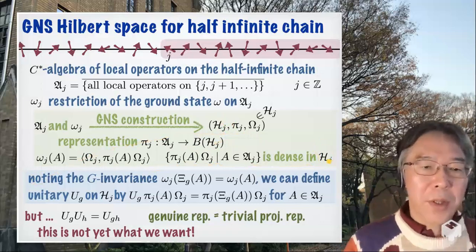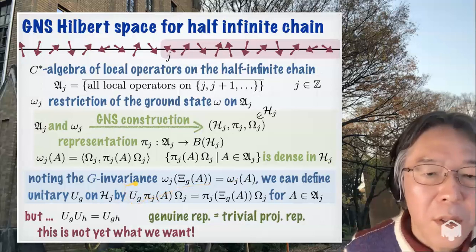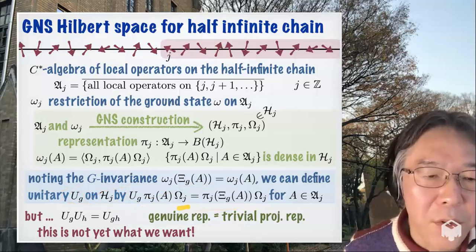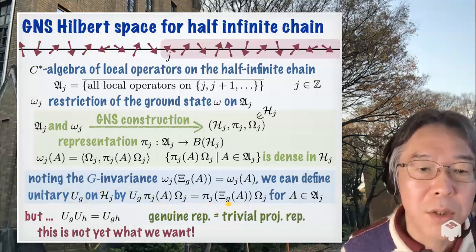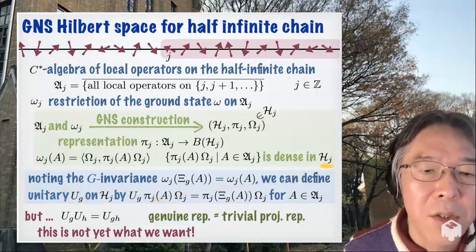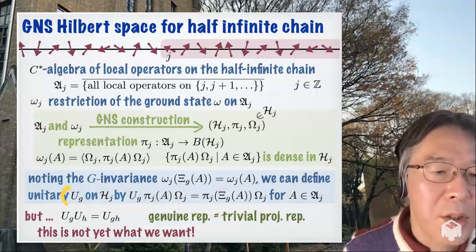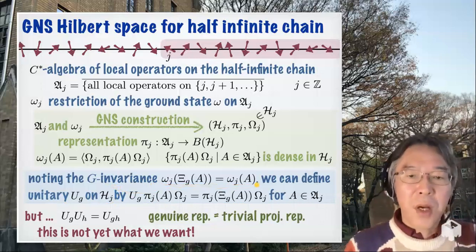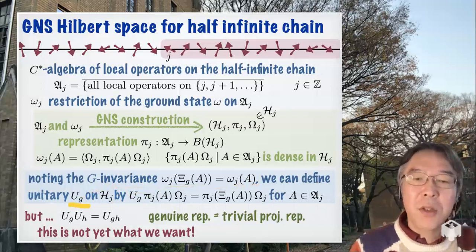With this Hilbert space, you can construct an operator, UG, on the Hilbert space by this relation. When acting on this kind of vector, UG changes this pi j of A to pi j of xi g of A. So you simply transform this A by using this star automorphism. Very natural. And since vectors of this form are dense in Hj, we can extend this to an operator on Hj. Also, by using this invariance, you can show that this Ug is a unitary operator on Hj.